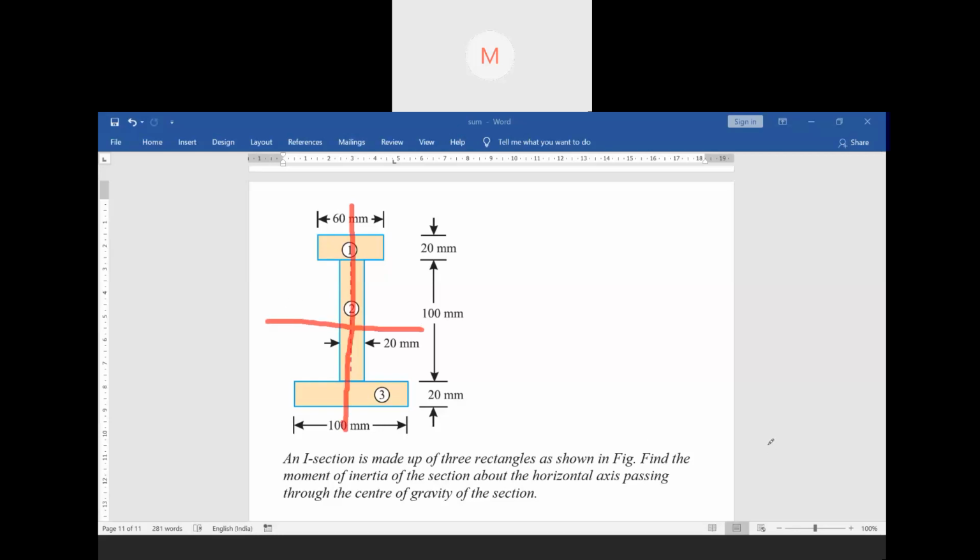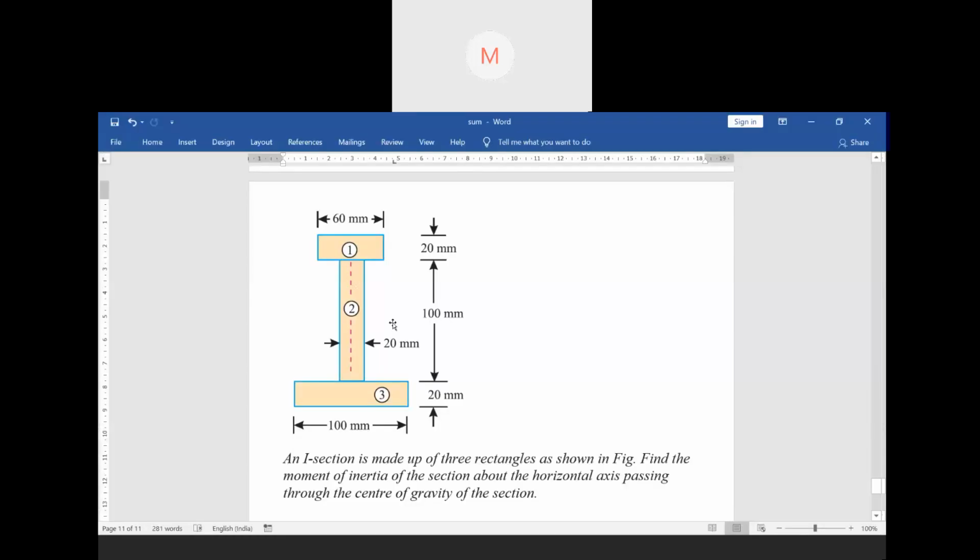So look, through the center, the horizontal axis. The horizontal axis is passing through the center. So how will you find out the x and y? Now this is symmetrical, so you have to find out only one axis, only y. That means the horizontal axis is passing through the center of gravity of the section. Then you have to find out y1, y2 and y3. Tell me the values of y1, y2, y3.